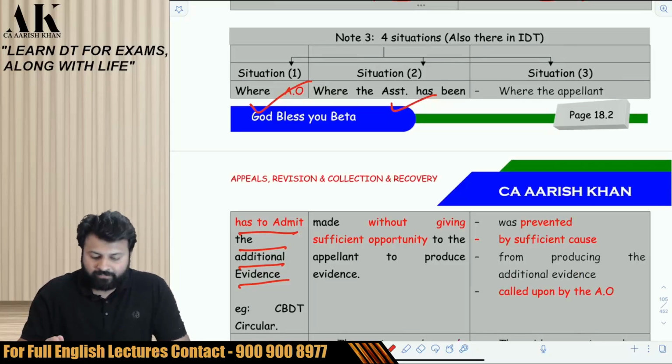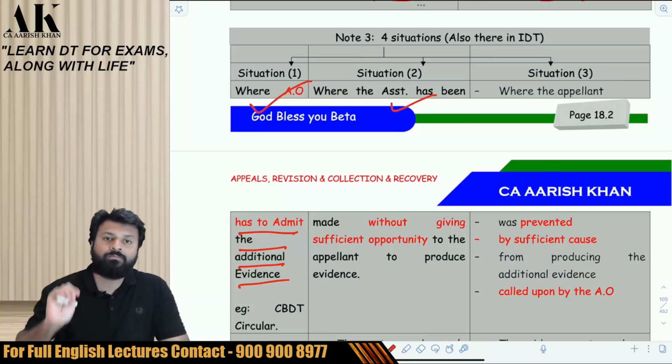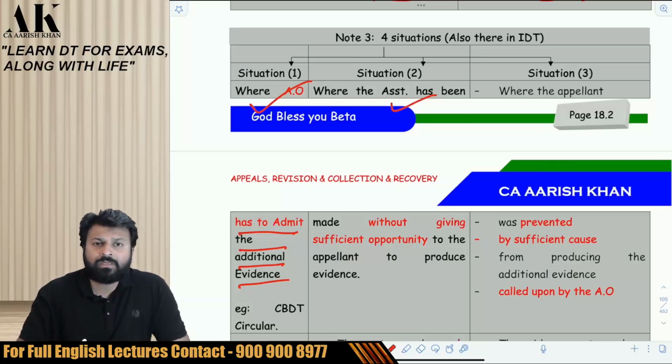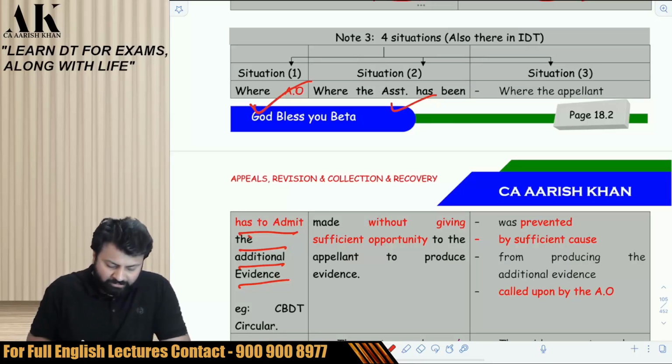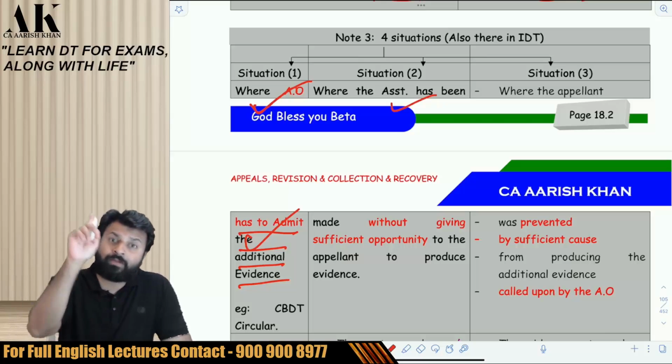Again, I am saying, listen carefully. What is additional evidence? An evidence which you were not able to put forth in front of the AO. So now you can put forth in front of CIT appeal and make your case strong. So in four situations you can do this. First, where AO has to admit. Suppose there was some CBDT circular, and AO was not accepting. So tell him, don't accept, I will give in front of CIT appeal, then you have to accept it.